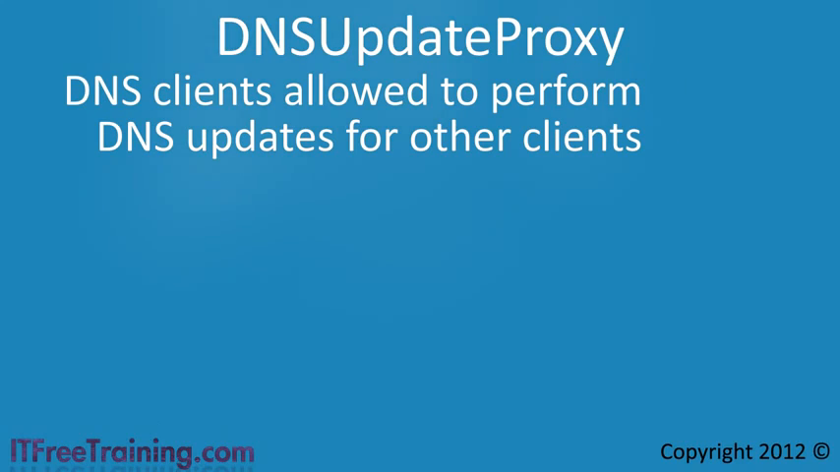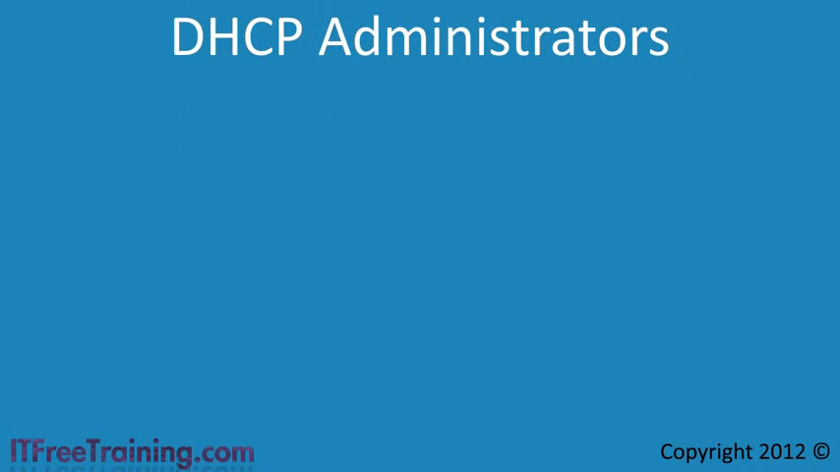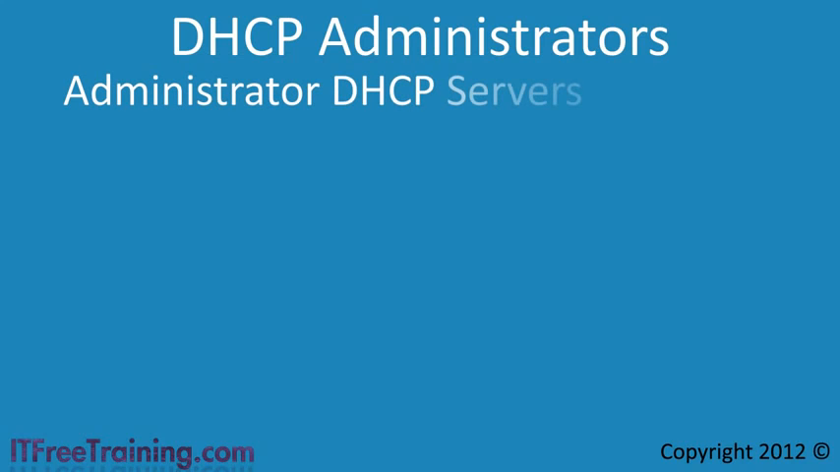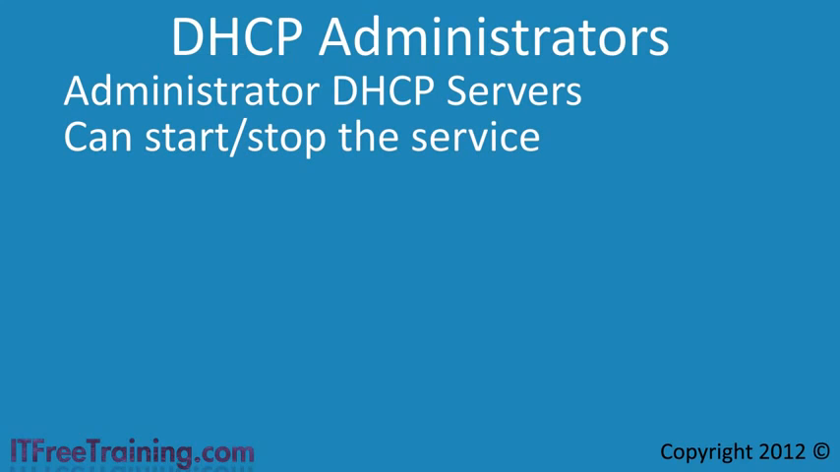The next group is DHCP Administrators. If any of the DHCP groups have not been created, they will be created when DHCP is first installed. Users of this group can administer DHCP servers. This includes creating new records and zones, and basically all aspects of DHCP administration, including stopping and starting the DHCP service. Membership of this group does not give any other access to the server.